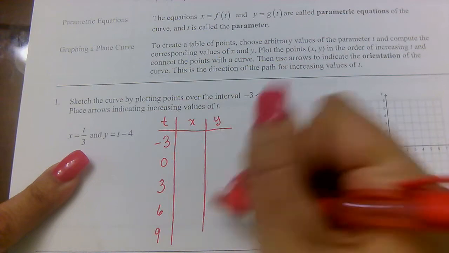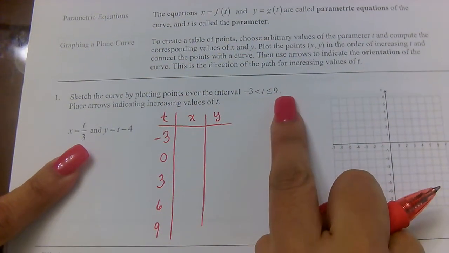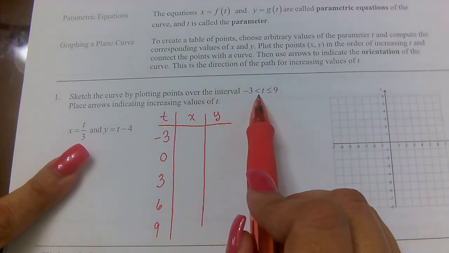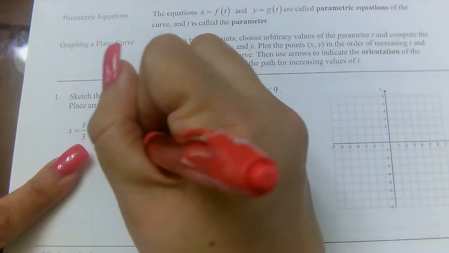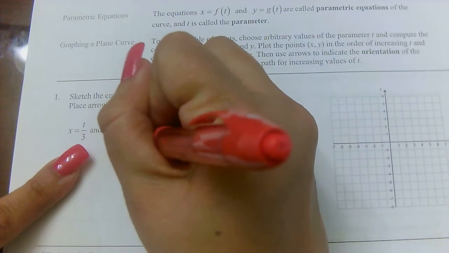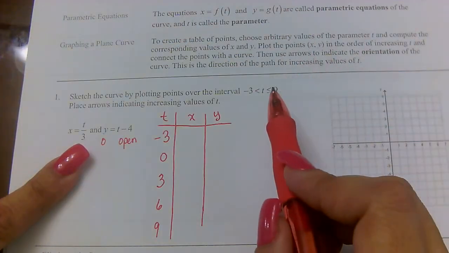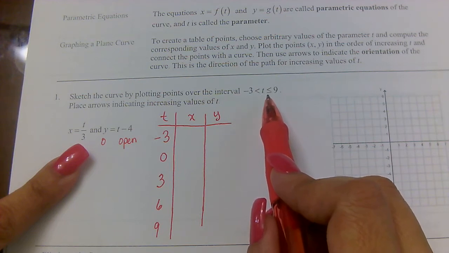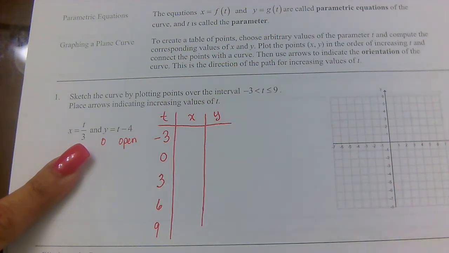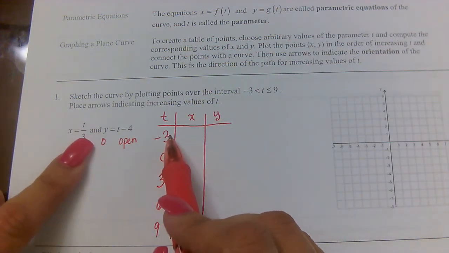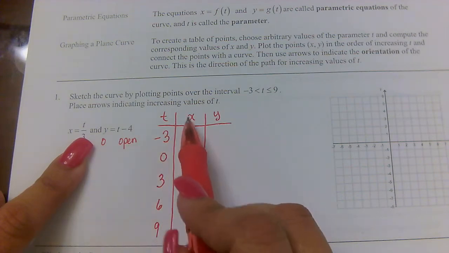So I'm going to stop at 9 because the interval says to stop at 9. The other thing I want you to notice is that -3 is not included, so this is going to be an open circle. All the other numbers will be included because the inequality includes the equal sign. Now all I'm going to do is plug my t into my x value and then into my y. I'm going to do all my x's first.